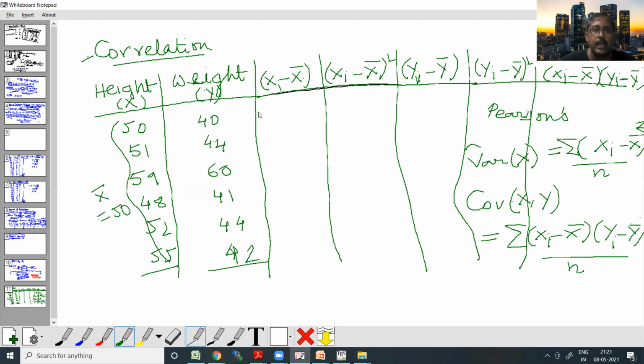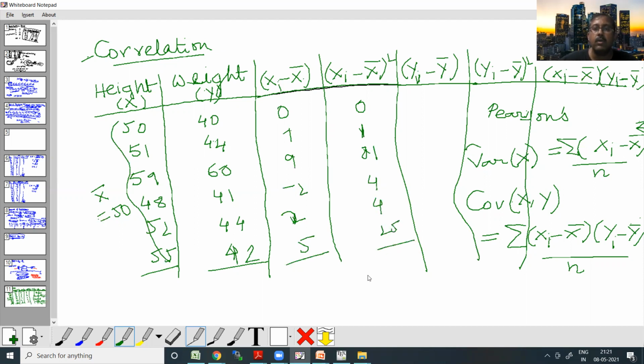So let's, for the time being, take x bar as 50. So this is going to be 0, this is going to be 1, this is going to be 9, this is going to be minus 2, this is going to be 2, and this is going to be 5. So here again I have to square these: 0, 1, then 9 square is 81, then I have a 4, and I have a 25.